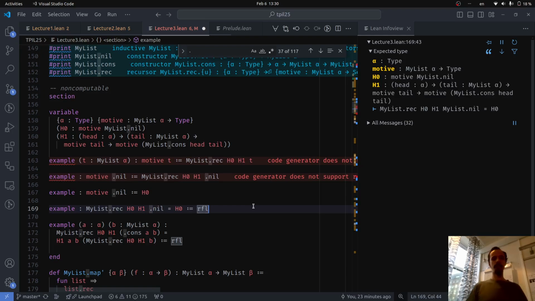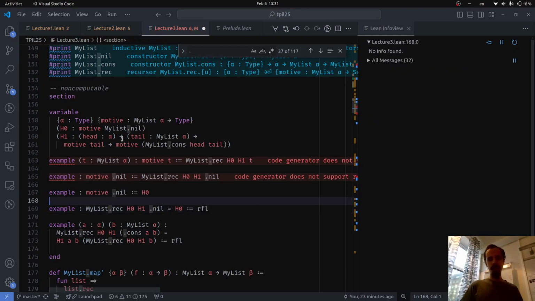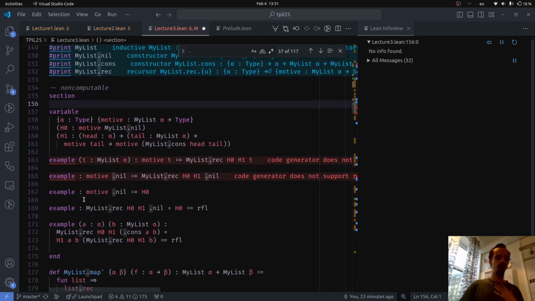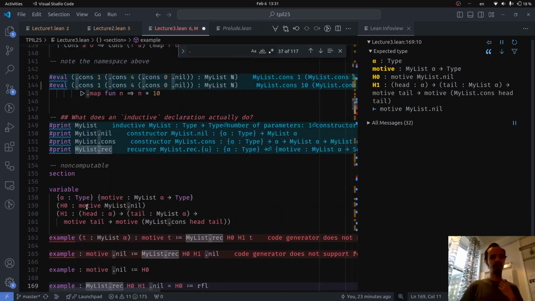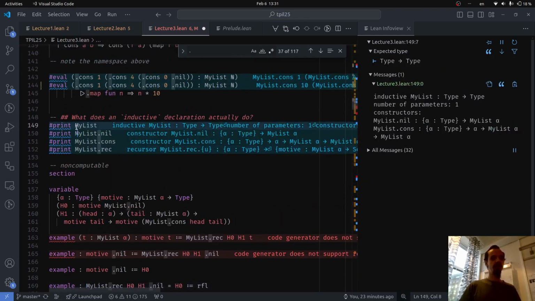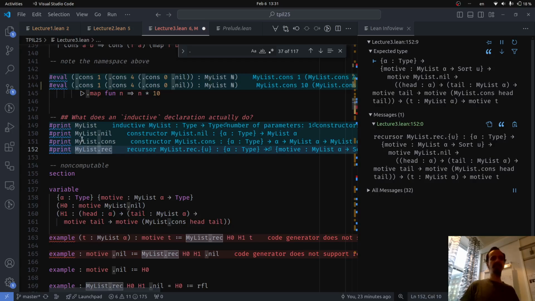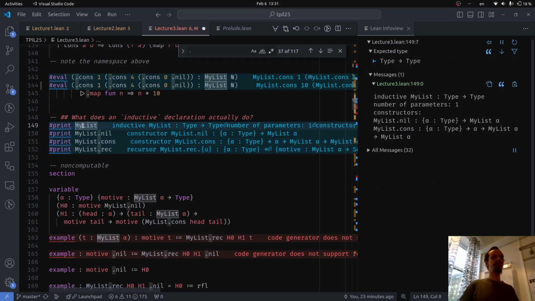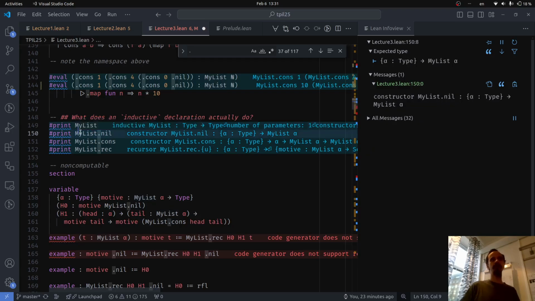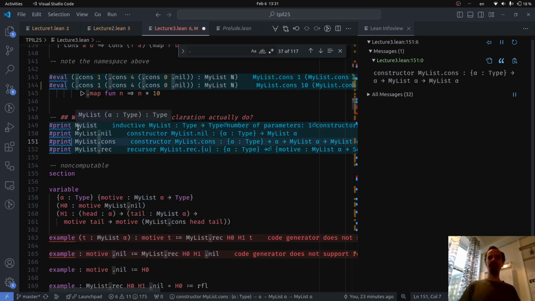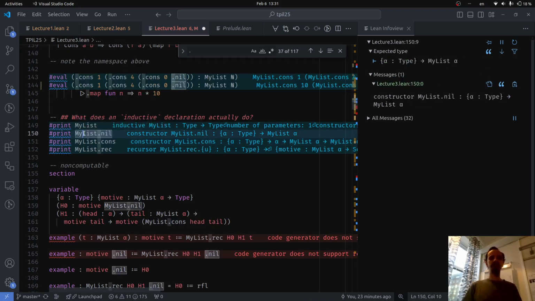Okay. But so, under all this context, I want to show you what the final thing is that you get out of this. So these are constants. They don't have definitions. If you try to unfold them or whatever, nothing will happen. They are just things that have a type. You know, mylist is just a type, and mylist.nil is just a thing that has this type.